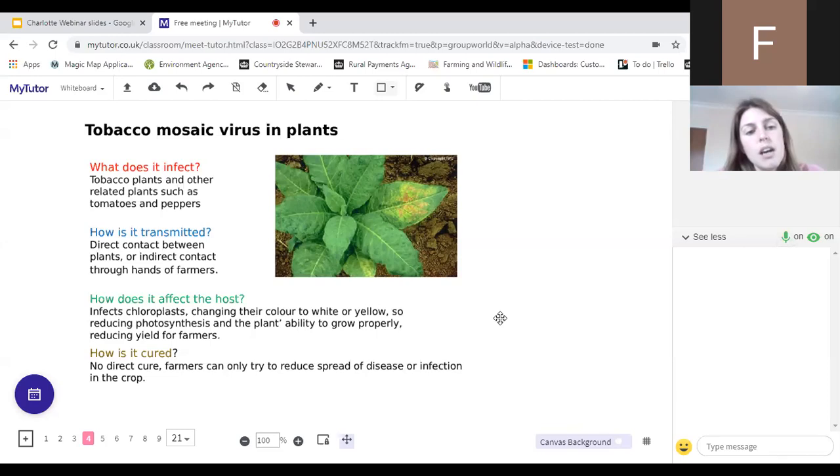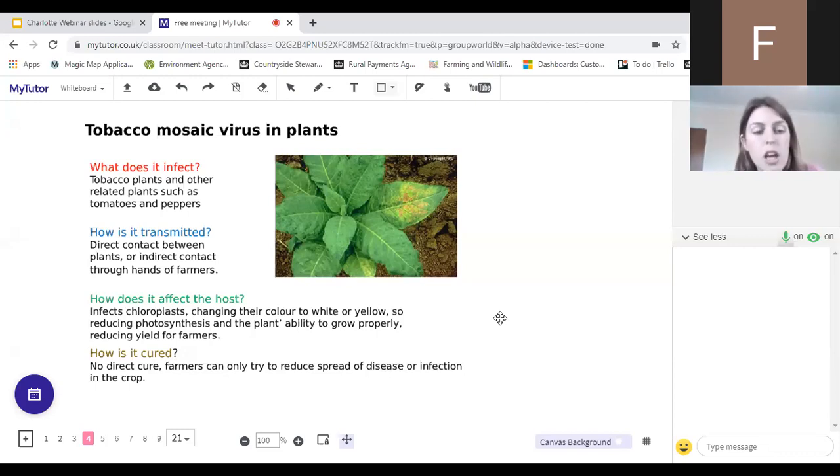Chloroplasts are the green organelles in a plant cell that are the site of photosynthesis. And it changes the chloroplast from green to white or yellow. So reduces the plant's ability to photosynthesize and so to grow properly. And that reduces the yield for farmers for tobacco plants.